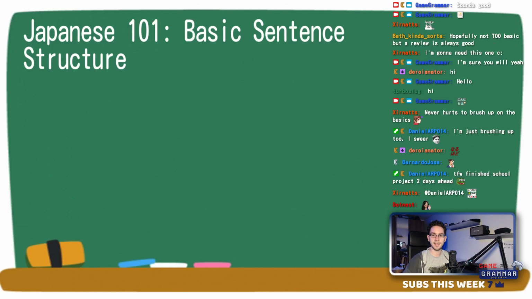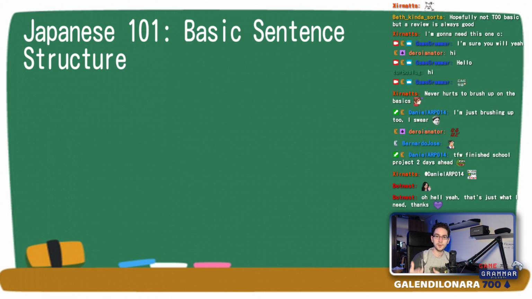Alright, ladies and gentlemen, welcome to Japanese 101, Lesson 1, which is going to be basic sentence structure and a little bit about particles. To do a quick intro of this. So this is a new thing that I want to do. Let's start with the goals, because I think it's important to create things, to do things with your goals in mind, obviously, because that's what we want to work towards.